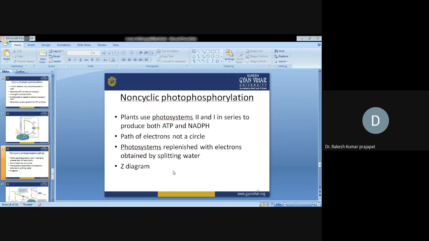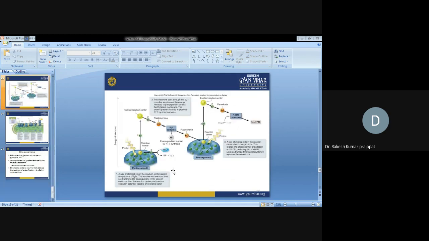Now non-cyclic photophosphorylation. Plants use photosystem 2 and 1 in series to produce ATP and NADPH2. The path of the electron is not a circle. Photosystems are replenished with electrons obtained by splitting of water. That is a clear diagram, and here you can see clearly. Photosystem 2 and photosystem 1 work simultaneously. At the b6f complex ATP is synthesized, and NADP is reduced into NADPH. Both the ATP and NADPH2 are utilized in the Calvin cycle.